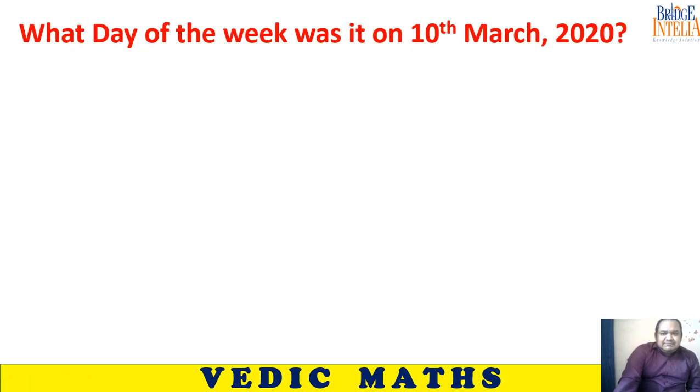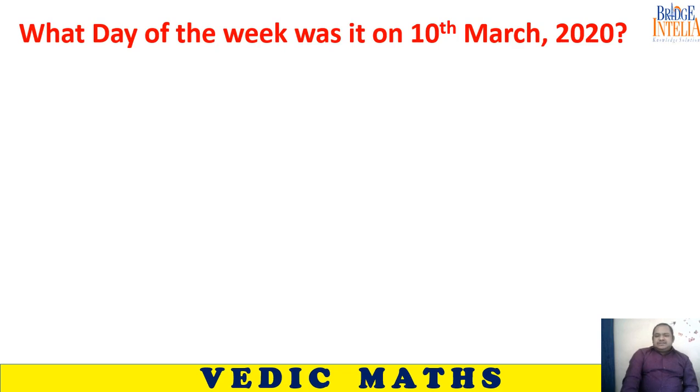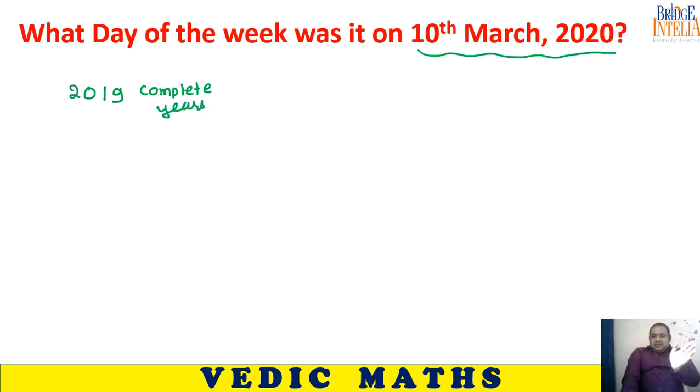Let's take one more example. What day of the week was it on 10th March 2020? So please pay attention to the given date, 10th March 2020. So that means till now, 2019 years have gone by completely. 2019 complete years have gone by. You are still counting 10th March 2020. That means the 2020 year is still running.